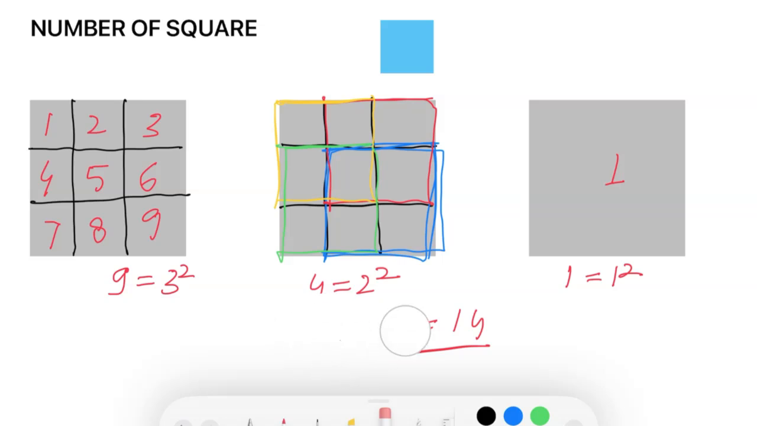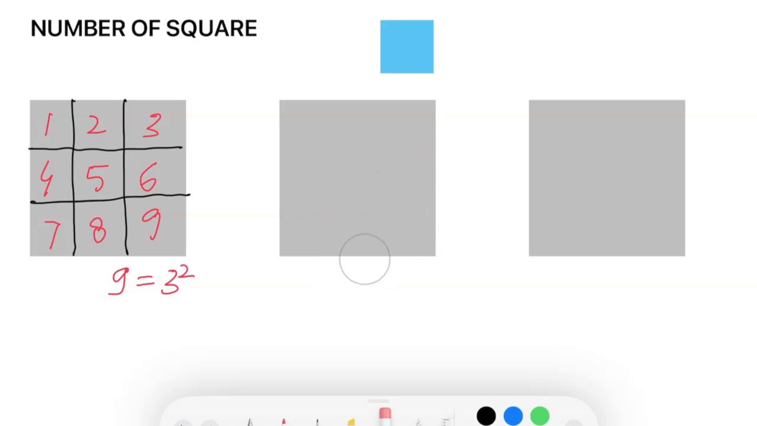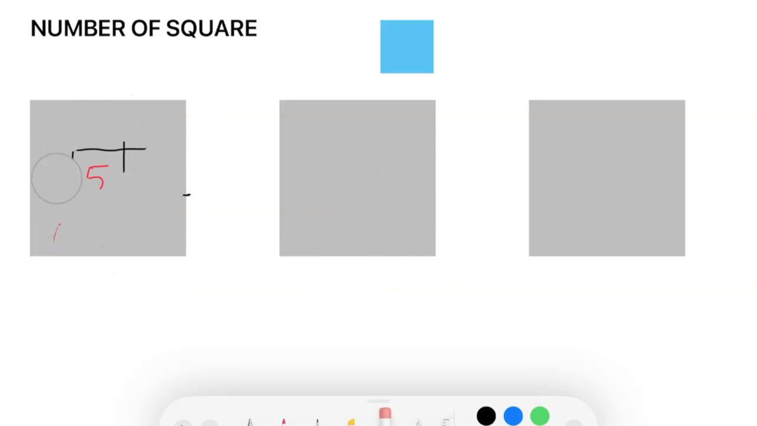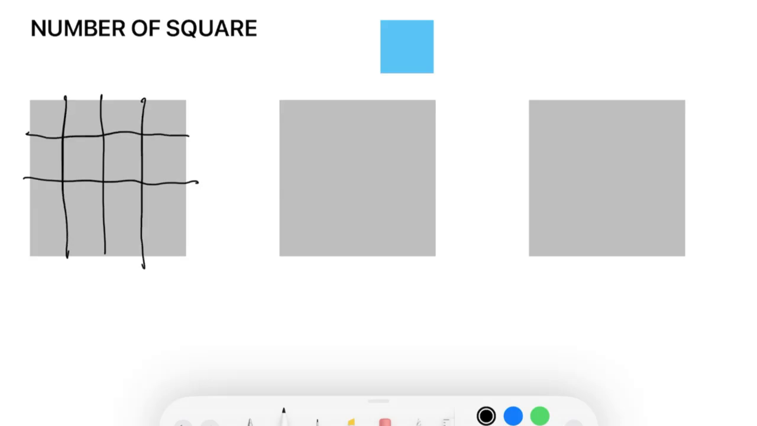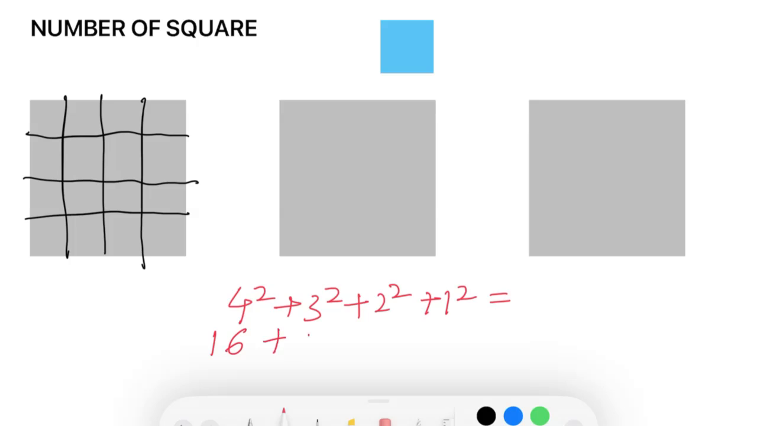Now, similarly, if it is a 4 by 4 grid, then what is going to happen? I think by now every one of us has the answer. So let me draw the 4 by 4 grid and then we'll have the answer for that one. So 4 by 4, the answer is very simple here: 4 square, 3 square, 2 square plus 1 square. That is nothing but 16 plus 9 plus 4 plus 1, and that is 30. Similarly, for a 5 by 5 grid, we can add another 25. For a 6 by 6 grid, we can add another 36, and that's how we can get our answers.